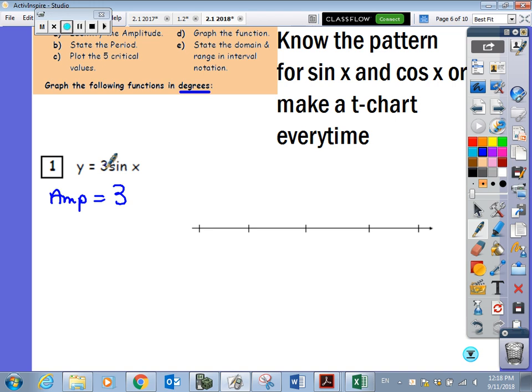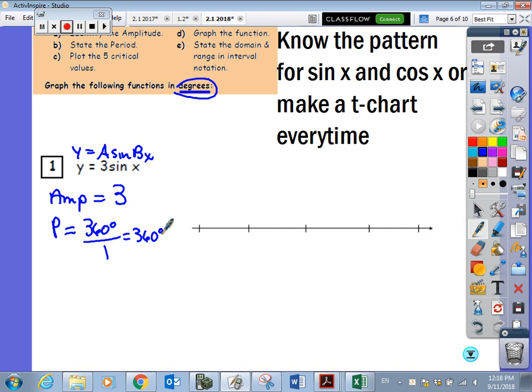Then it says state the period. The period has to tell us degrees or radians right now. So the period is 360 divided by B. This is y equals A sine Bx right now. So B is 1. So our period is just 360. Nothing has changed.